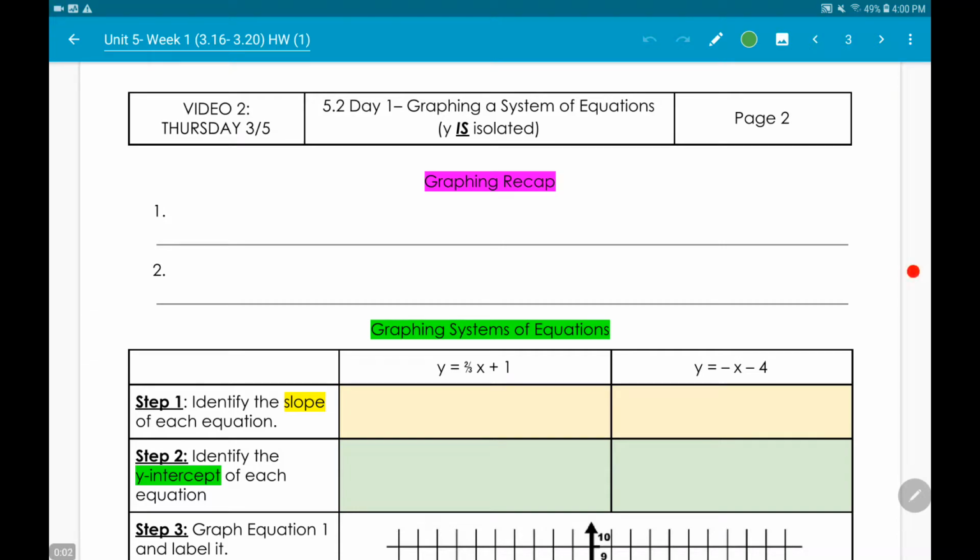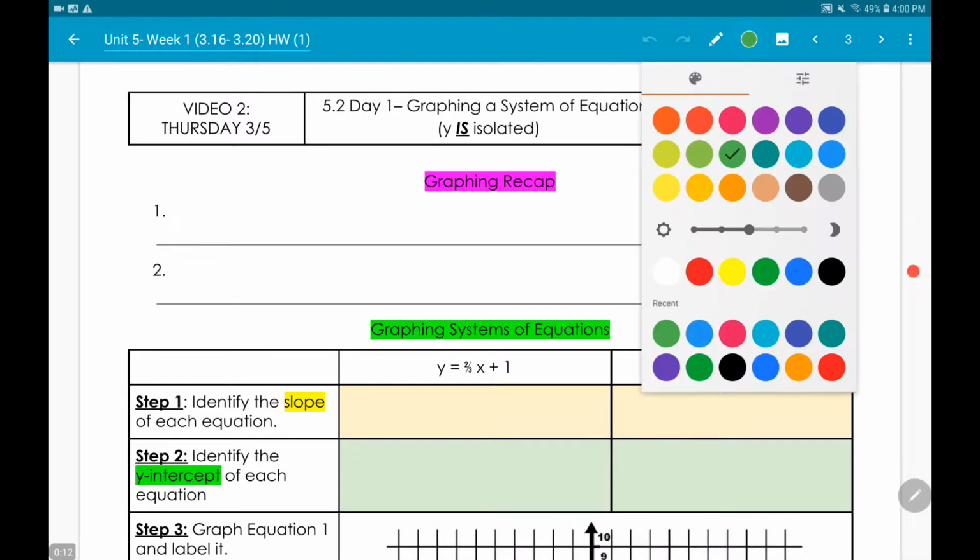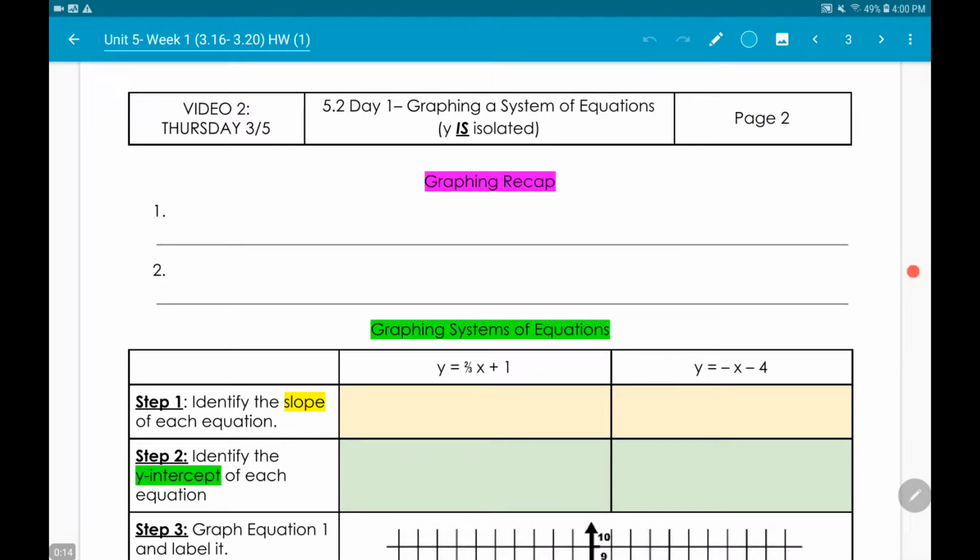All right, guys. Day 2, day 3 on systems. But now we're going to get into graphing. So we're going to be solving through graphing. So that's our new topic.